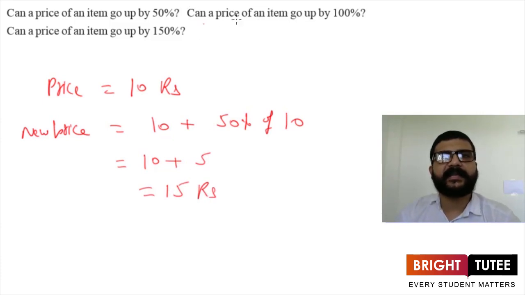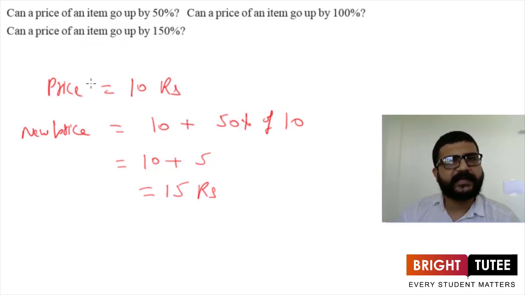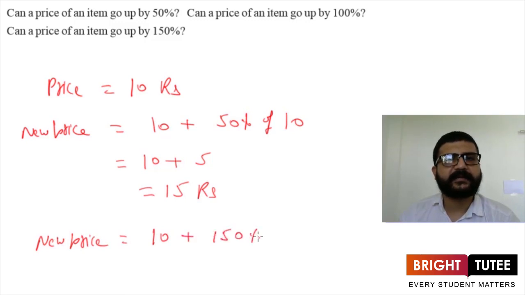Similarly, the question here is, can the price of an item go up by 100%? Yes, this is also possible. And what about the third one here? Can the price of an item go up by 150%? Is it possible? Yes, this is also possible. Let's say the price of an item is 10 rupees. Then the new price will become 10 plus 150% of 10. So this is how we can find the new price as well.